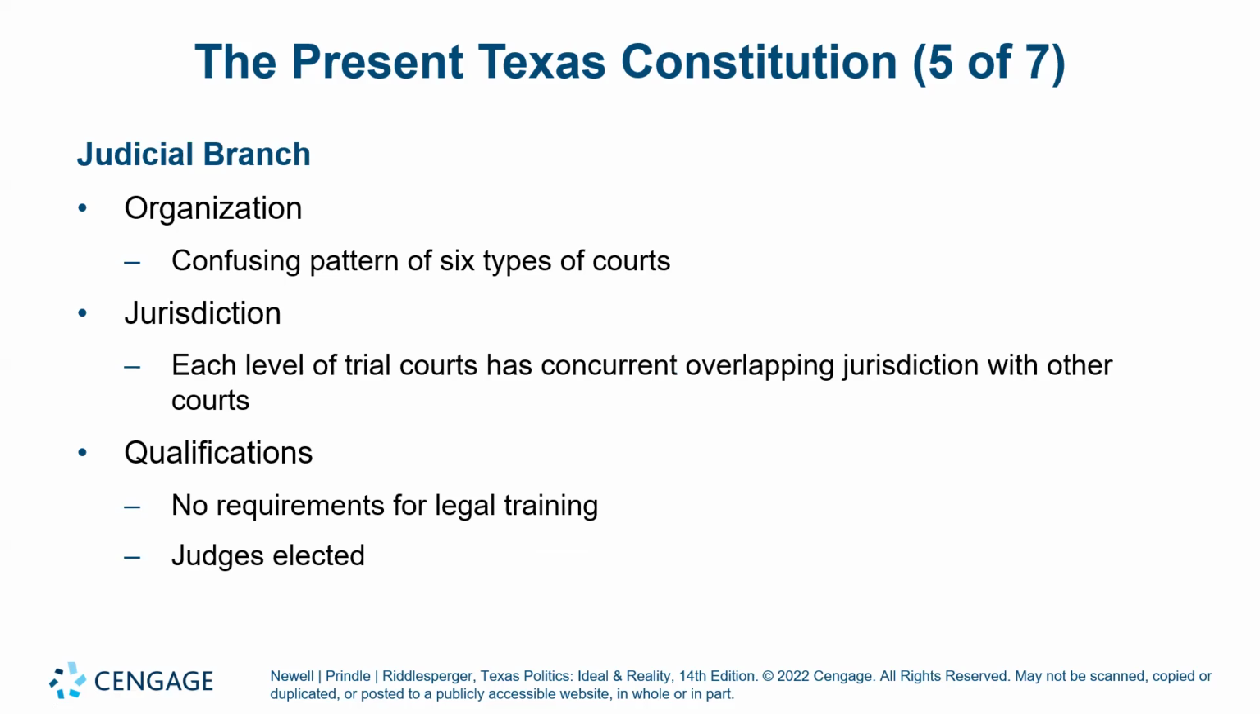Okay, so the judicial branch. Organization, like I mentioned, it says this phrase again, right? The confusing pattern of 6 types of courts. There are a lot more courts here than at the federal level. At the federal level, it's a lot more straightforward.